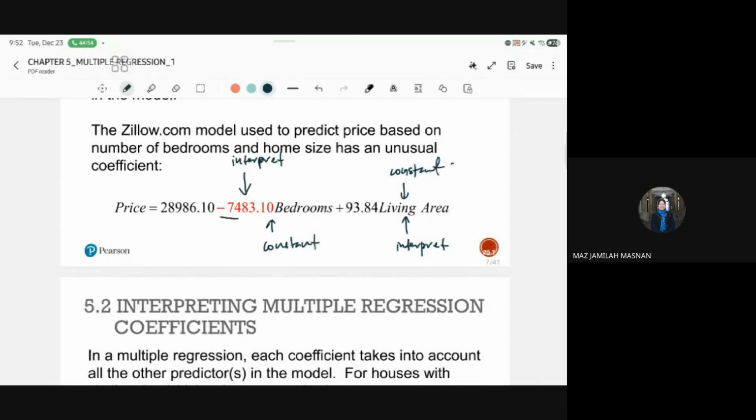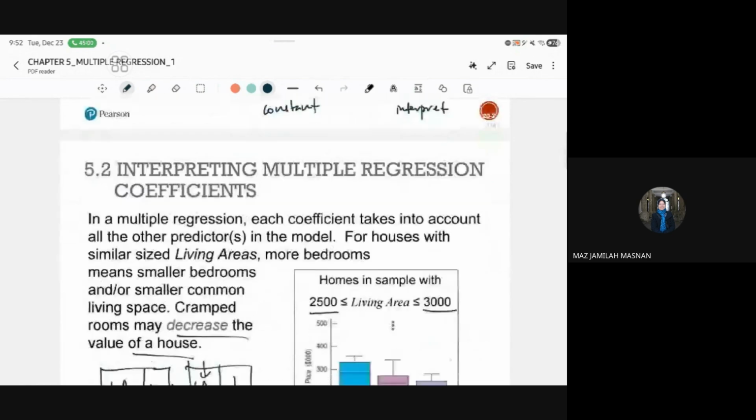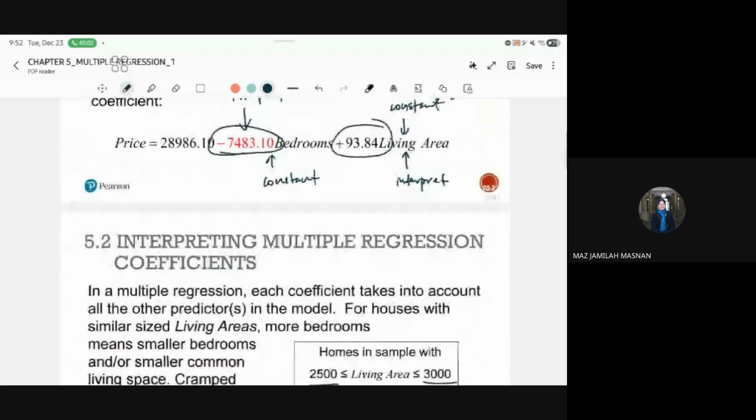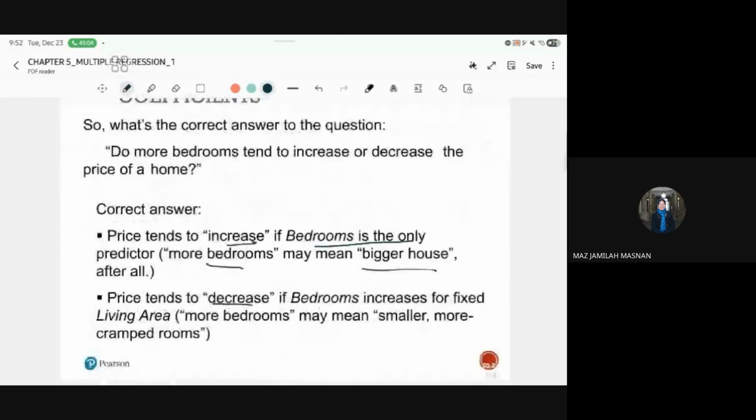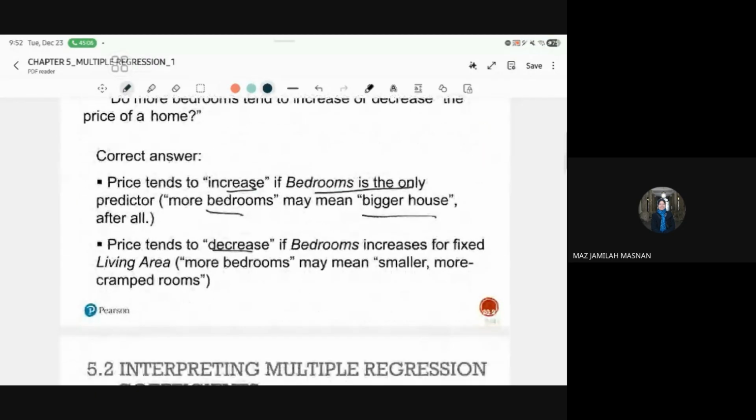Okay, see, the coefficient of bedroom is negative, the coefficient of living room is positive. So for the bedroom being negative, it means that price tends to increase if bedrooms is the only predictor, but price tends to decrease if bedrooms increase, fixed for living area. More bedrooms means smaller or more cramped rooms.